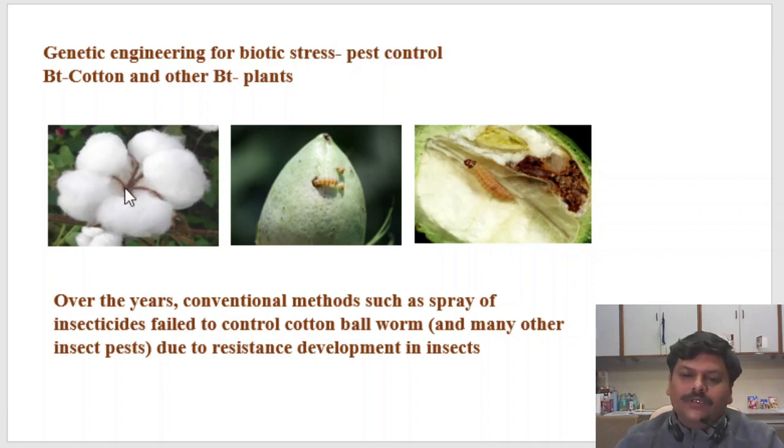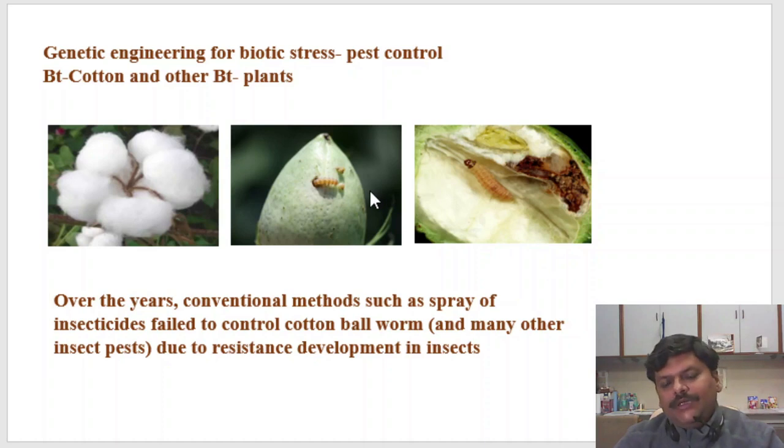But over a period of time, and by indiscriminate use of those pesticides, in most regions of the world this cotton bollworm has become insensitive to most types of agricultural pesticides which are being used. So no pesticide is there which can 100% or effectively control the growth of cotton bollworm.